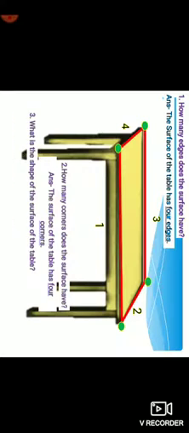Now the last question. What is the shape of the surface of the table? The shape of the surface of the table is rectangular. Now we see the figure rectangle. Students, let's take a rectangular sheet of paper as shown in the picture. How many edges and how many corners does a rectangle have? A rectangle has 4 corners and 4 edges.